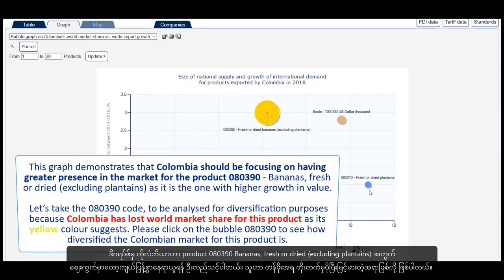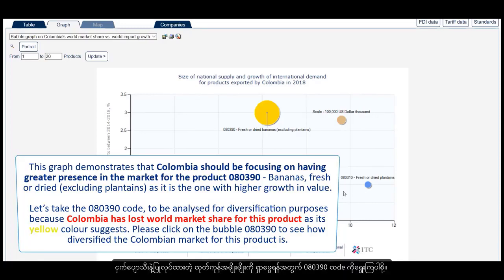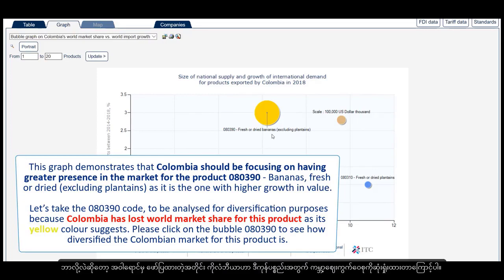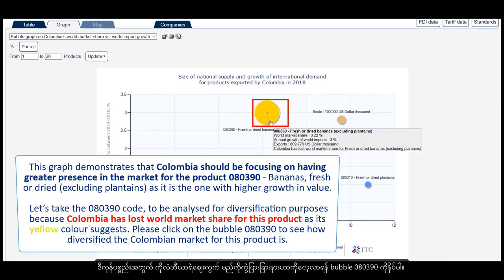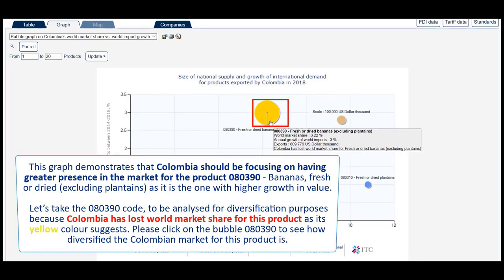This graph demonstrates that Colombia should be focusing on having greater presence in the market for the product 080390, bananas fresh or dried excluding plantains, as it is the one with a higher growth in value. Let's take the 080390 code to be analyzed for diversification purposes, because Colombia has lost world market share for this product, as its yellow color suggests. Please click on the bubble 080390 to see how diversified the Colombian market for this product is.